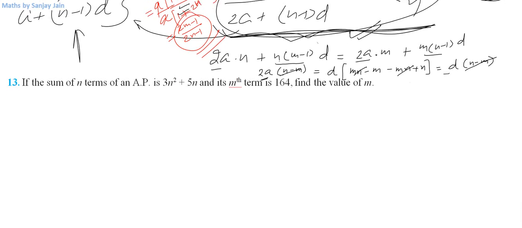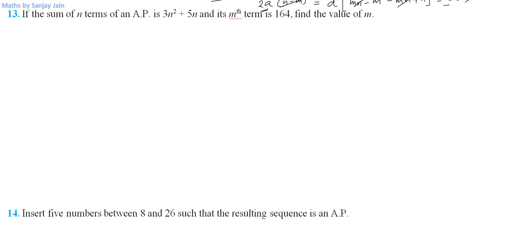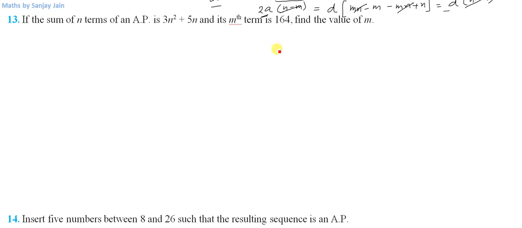So when you cannot find values of a and d separately, what you do is you find the relation between a and d. And this is a question of ratios, so a got cancelled, and finally you got the required ratio.